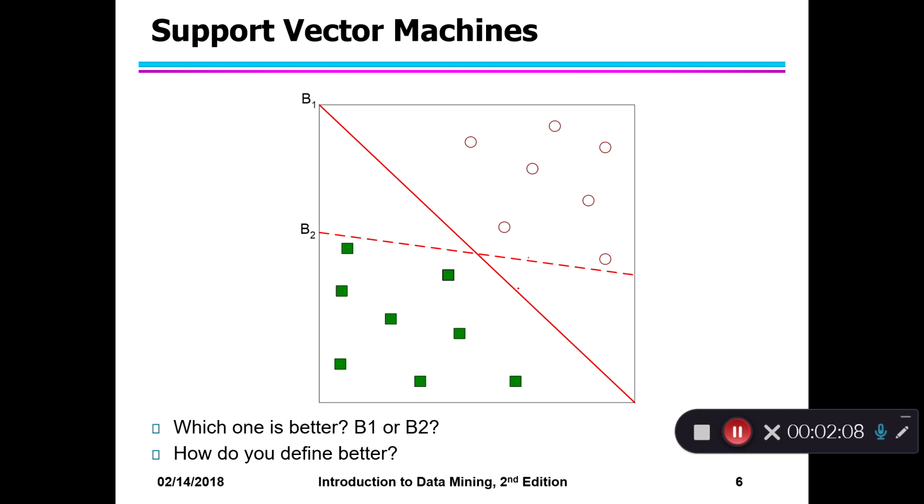So here we have to find the best hyperplane possible to draw between these data points. Which one is better? How will we find which one is better?